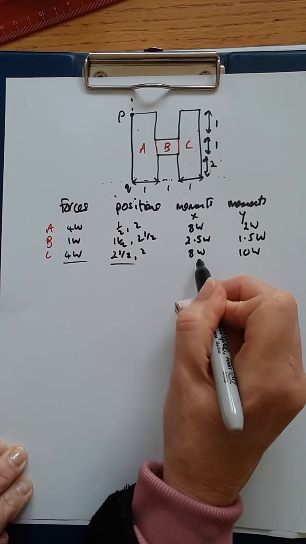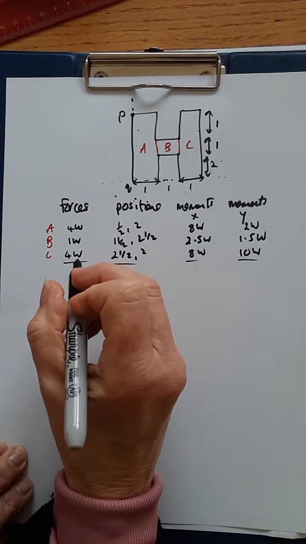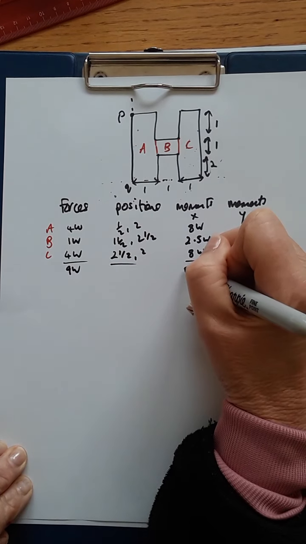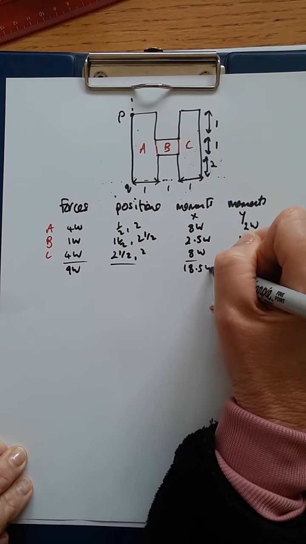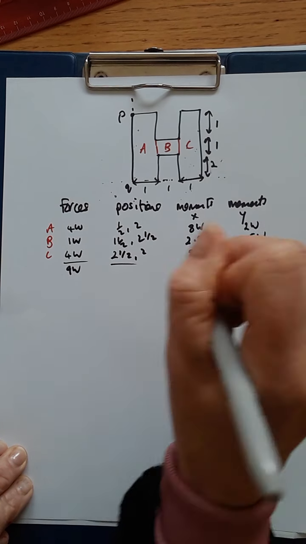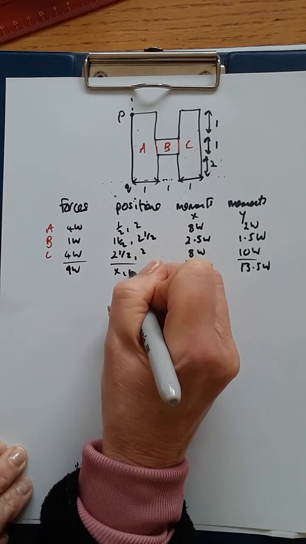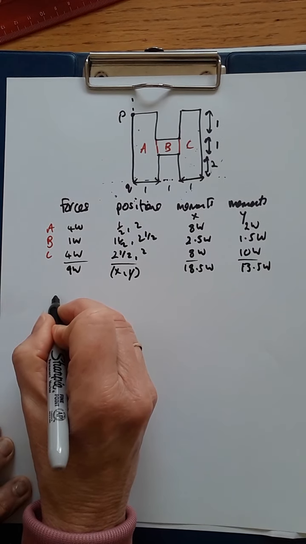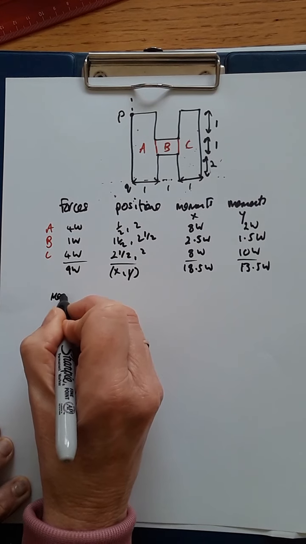Okay, I'm going to get the resultants of them all. So this one's going to be 9W. When I add the moments about the x-axis, I get 18.5W. And when I add the moments about the y-axis, 13.5W. I don't know where the centre of gravity is, I'll just call that (x, y). Okay, let's get the moments about the x-axis.